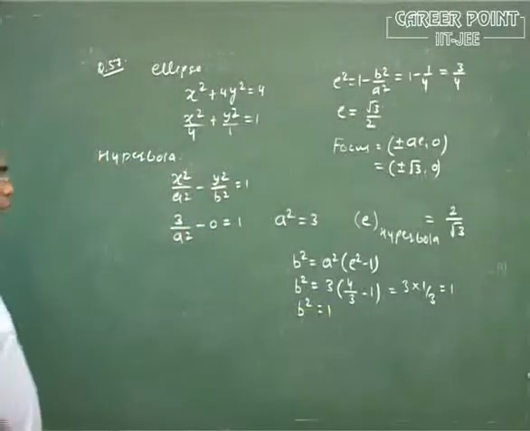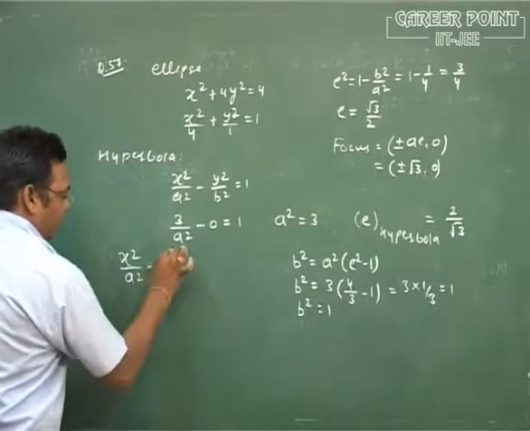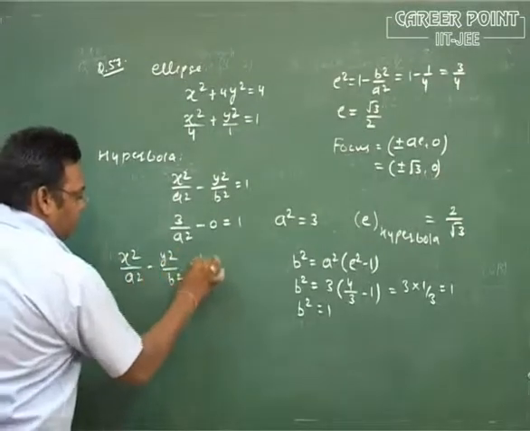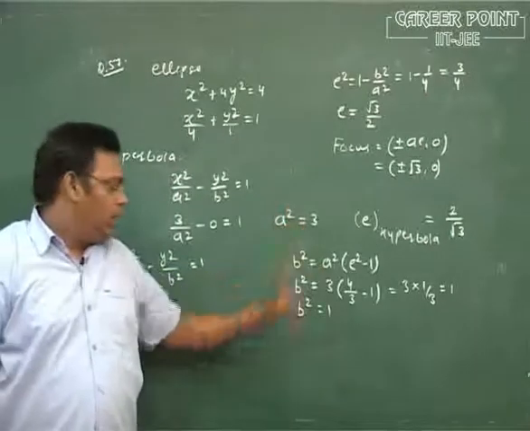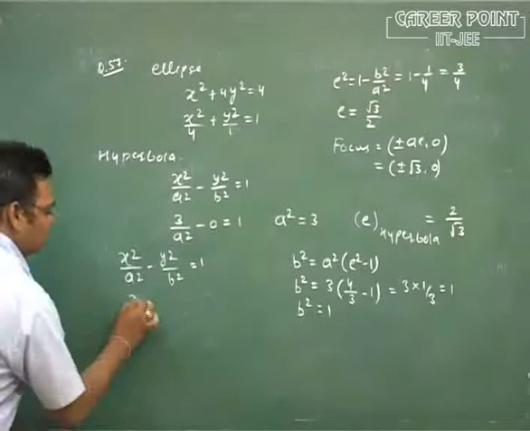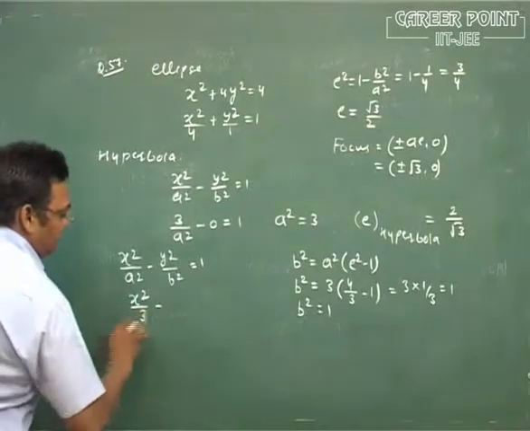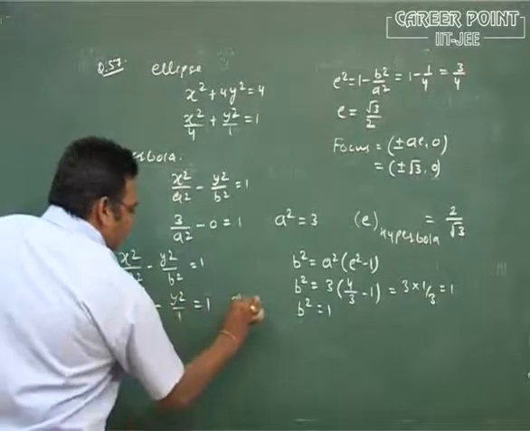Fine. Now the equation of hyperbola is x square upon a square minus y square upon b square is equal to 1. Put the values of a square. What are the values of a square? The value of a square is equal to 3. And what are the values of b square? That value is equal to 1. Now the equation is x square upon 3 minus y square upon 1 is equal to 1. Fine. This is the first answer.